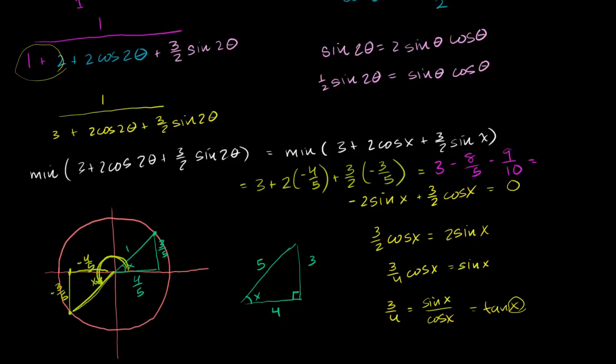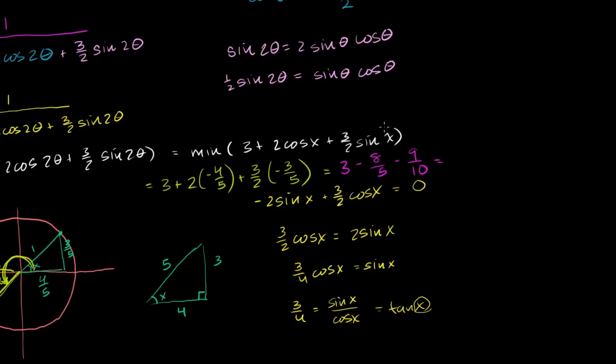9/10. And so this is going to be equal to, we could put everything over 10, 30 over 10 minus 16 over 10, right? That's 8/5, minus 9 over 10. And this gives us what? This gives us 5 over 10, or 1/2.